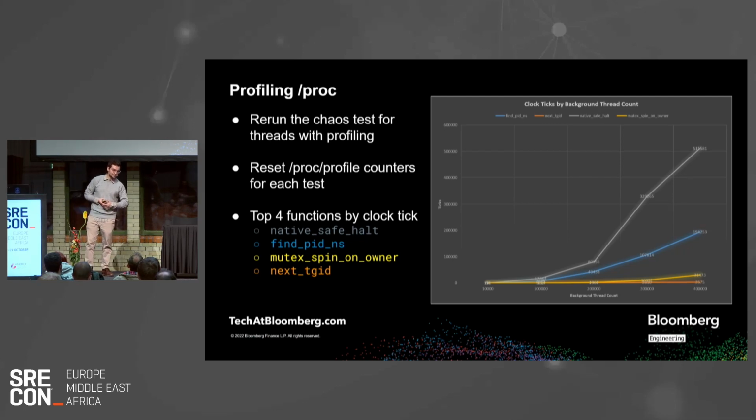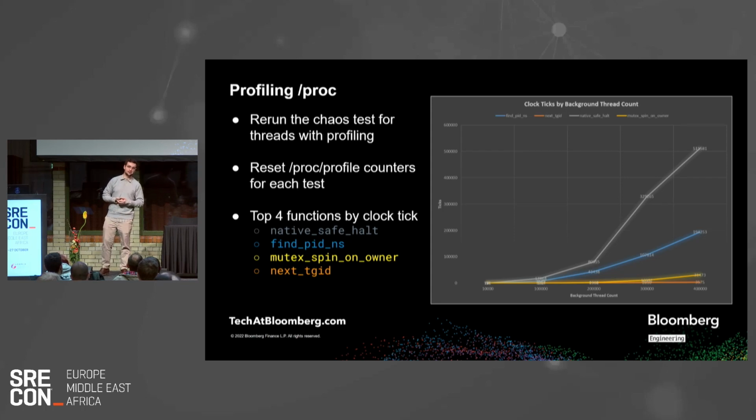OK, so now we see that our problem is isolated to the kernel. We think that it might be involving this proc PID readdir function. So let's do some profiling to see if that's really the case. What we're going to do is rerun our chaos test, and we're going to profile at the same time. And we're going to use the /proc profile subsystem to do this. It keeps a counter of all the function calls of the kernel functions, and we've graphed that below.